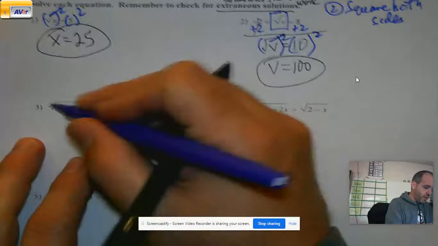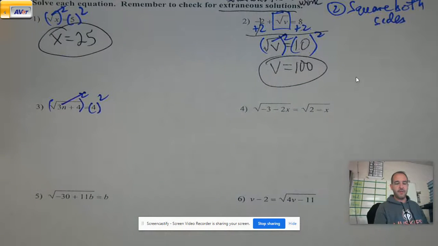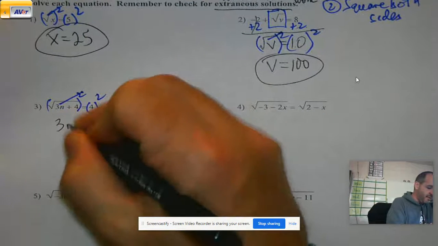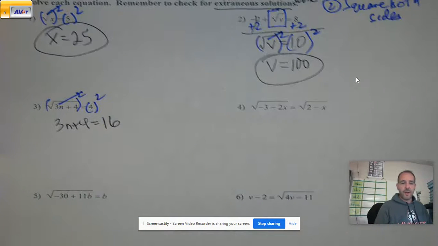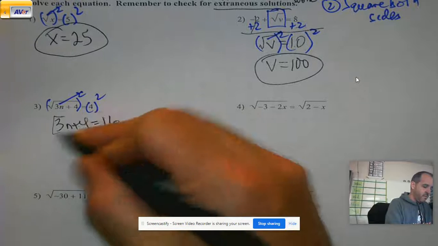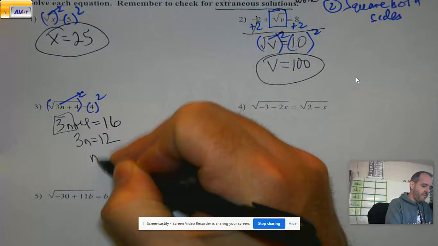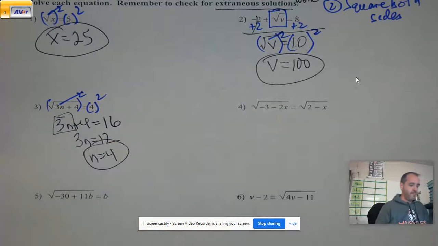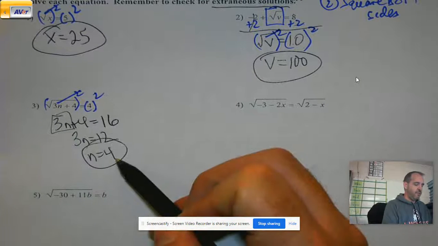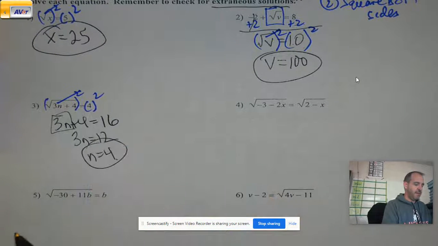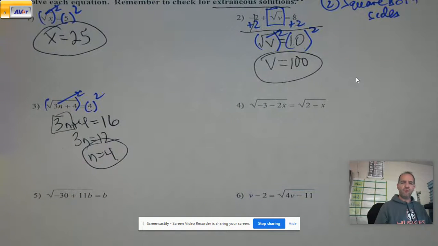Radical's alone. Okay. Wipes out that radical for us when we square both sides. 4 squared is 16. And now we're just back into a regular old algebra 1 equation. Minus my 4 over. Divide by 3. Again, take a quick moment to check. 3 times 4 is 12. 12 plus 4 is 16. Square root of 16 is 4. We're good.